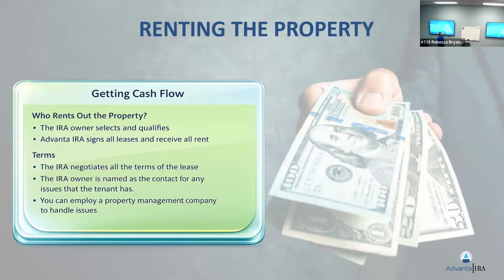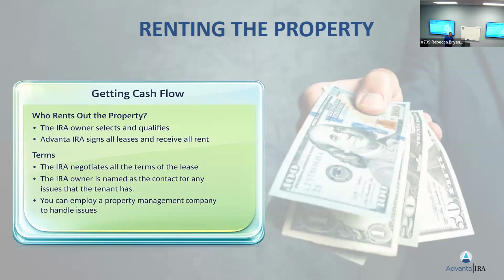If I buy a property in a self-directed IRA, the IRA owner selects and qualifies that property. So they're going to choose whatever property they want to buy. And then Advanta IRA signs all leases and receives all the rent. If somebody's renting and they're going to put money back into the self-directed IRA, we have an electronic payment system that they can use to pay their rent directly into the IRA. Or they can send us a check every month.